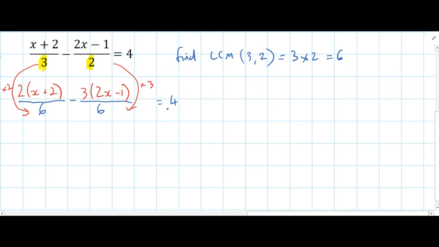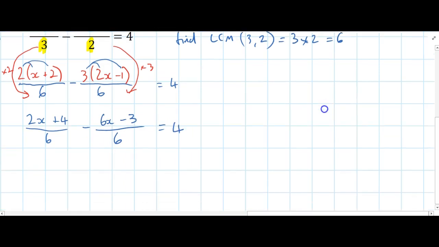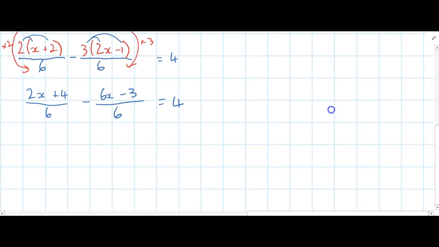As we did with the last one, when you have a factored expression, you expand. It's a bit messy here, but 2 times x is 2x. 2 times 2 is 4, over 6. Minus 3 times 2 is 6x. Minus 3 is 6 equals 4. So that is the first step, or first 2 steps, in doing this.